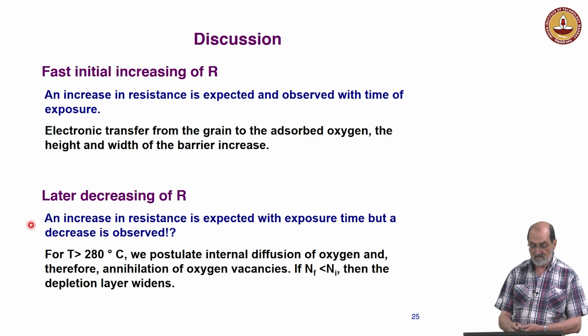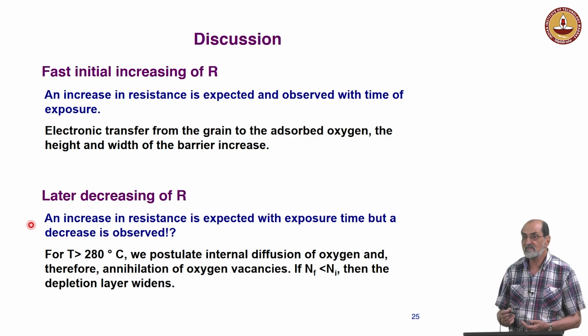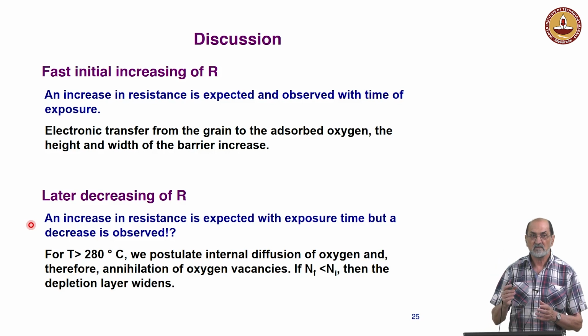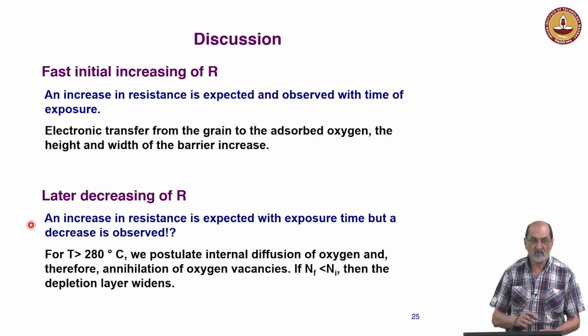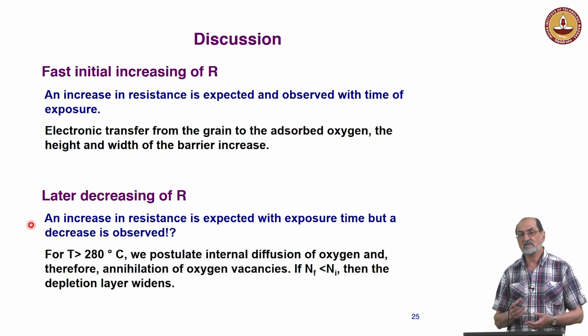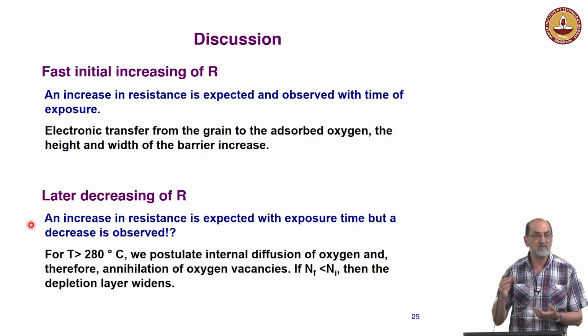An increase in resistance is expected with exposure time, yet a decrease is observed. What would you expect? As time passes, the system may have slow processes, and it needs some time for the total amount of oxygen to be absorbed. If that is happening, the resistance should increase continuously. It should be monotonically increasing, reaching steady state slowly.